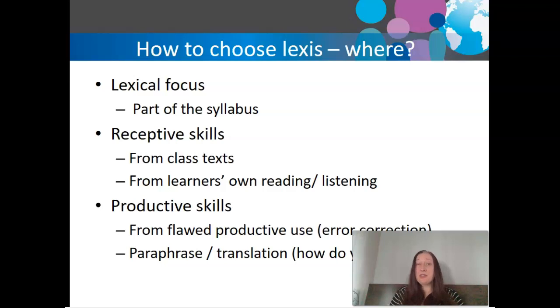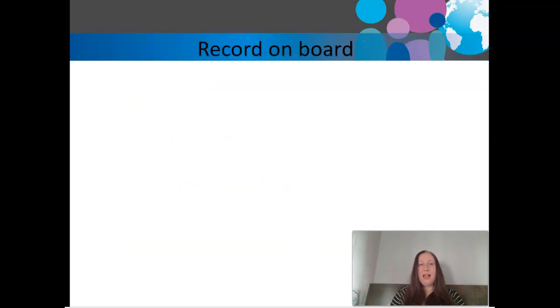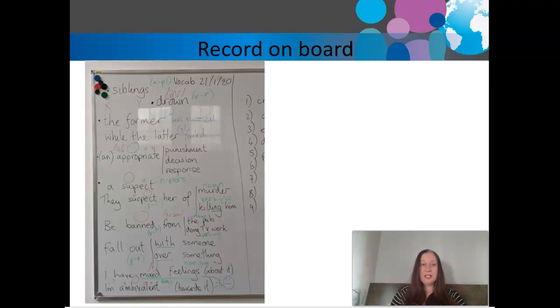So there's lots of different sources of vocabulary, and vocabulary that comes up without being part of the plan in a lesson, what do we do with it? So the first thing, quite traditional, but I generally keep a vocabulary column on the board. It's usually on the left-hand side of the board, and it would look something like this. So the words that popped up during this lesson, siblings, the former, well, these are some vocabulary items that popped up.